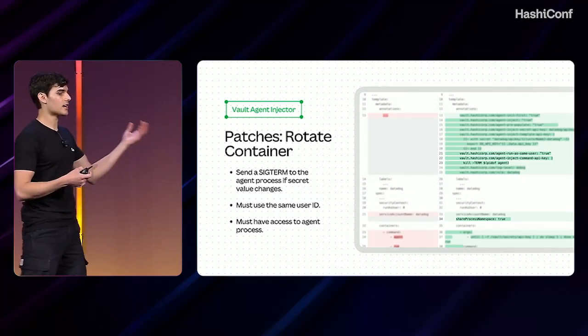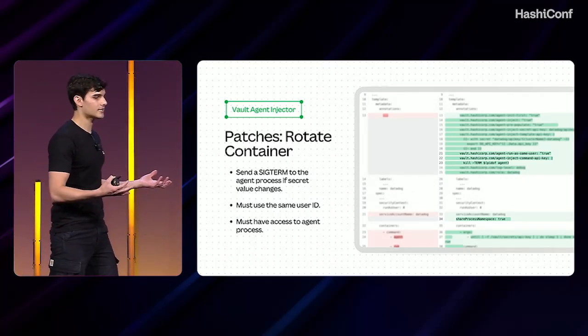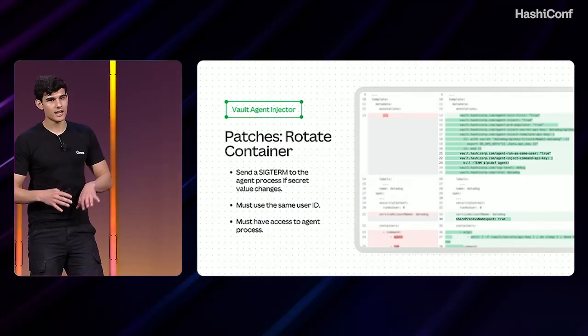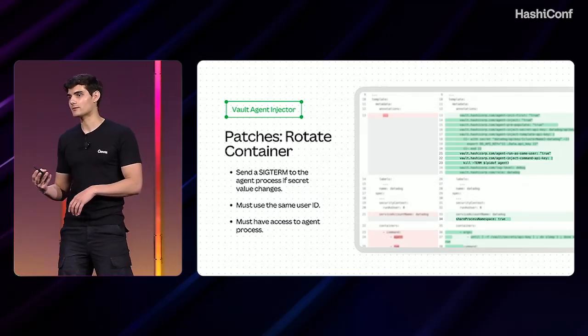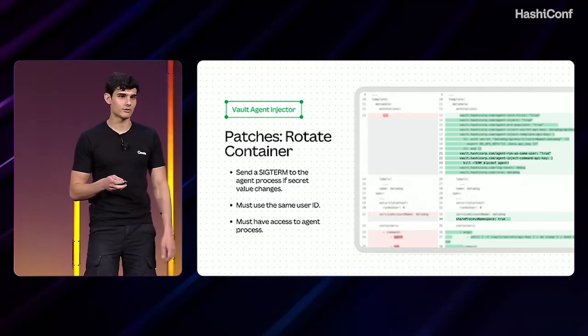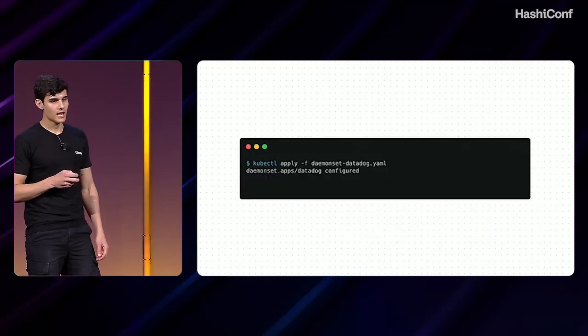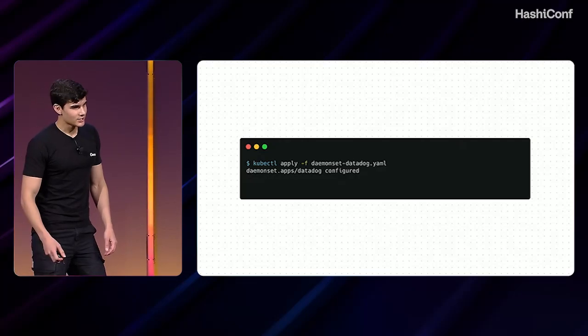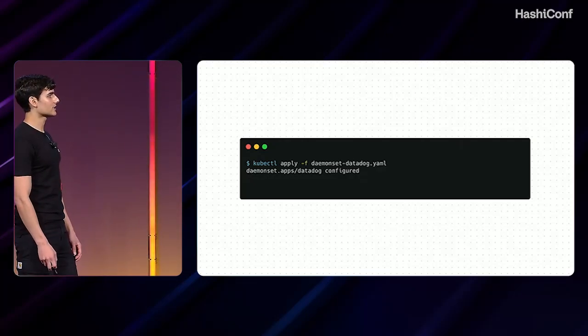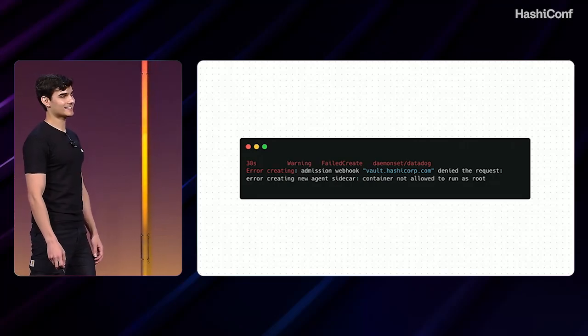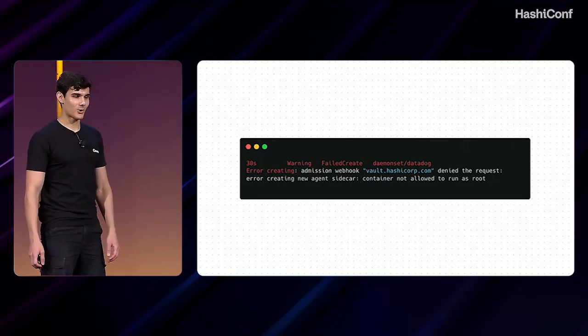As I've said, when the Datadog agent process receives the SIGTERM, the container will shut down and Kubernetes will very helpfully spin us up a new container in its place that is going to have the new secret value. So after making these changes, we were ready for a test run, so we applied the changes to our test cluster. And, oh no, it didn't work.